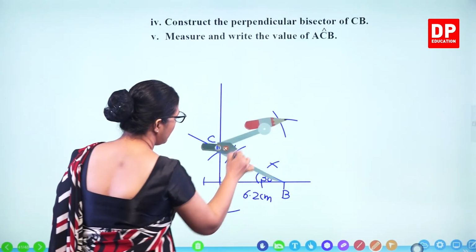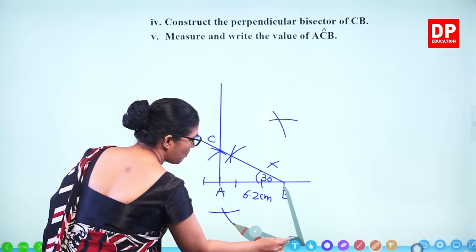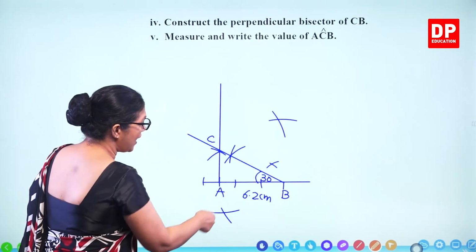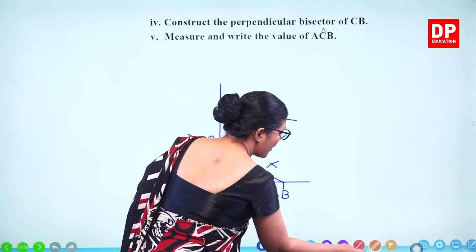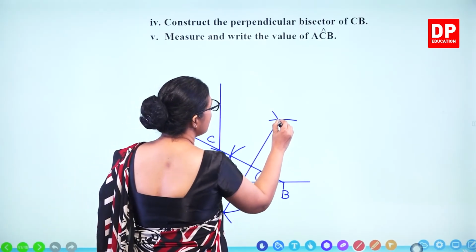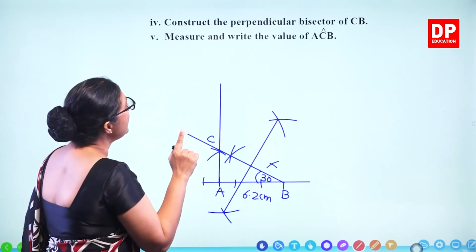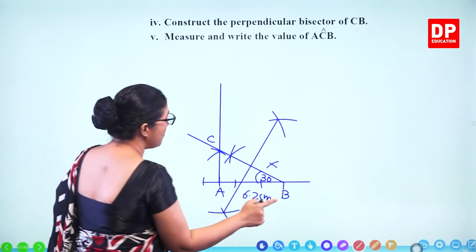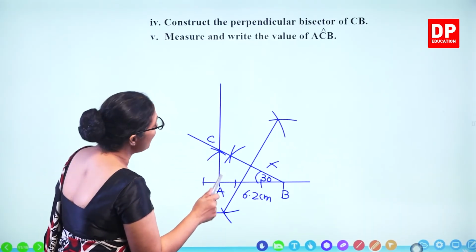This one and this one. So we have 2 intersecting points. Now we can connect the 2 points. So this one and this one. That's the perpendicular bisector of CB. Now we'll measure and write the value of ACB.